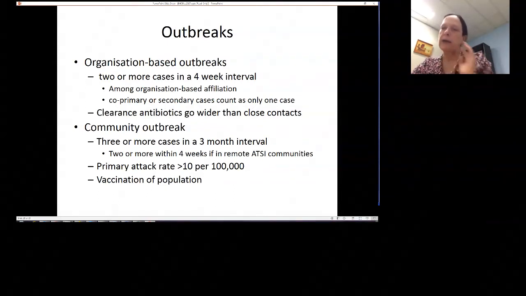So communities can be a little harder to define depending on where they are, particularly in cities. But the rule of thumb is the population attack rate should exceed 10 per 100,000 to be classified as a community outbreak. And the response to a community outbreak is vaccination of the affected community. And again, that's a very major thing to happen, and apart from the response that we're seeing in the Aboriginal community at the moment, it's a very unusual circumstance to happen in Australia.